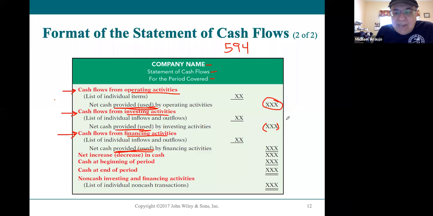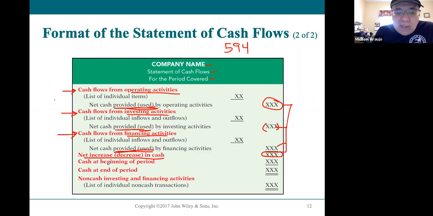When you take all these three numbers together, you'll have something called the change or net change in cash. If it's a positive number, that means there's an increase in cash, so more cash came in than went out. If it's a negative number, it shows a decrease, more cash was used or went out than flowed in.